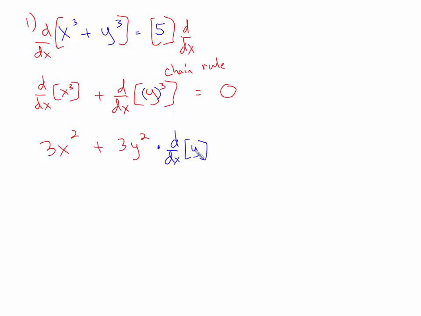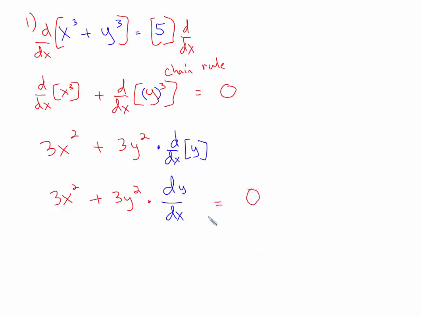So the inside function is y. When you take the derivative with respect to x of y right here, that's going to give you dy/dx. Alright, you need the dy/dx. So let me rewrite everything. This is going to be 3x squared plus 3y squared times dy/dx is equal to 0.